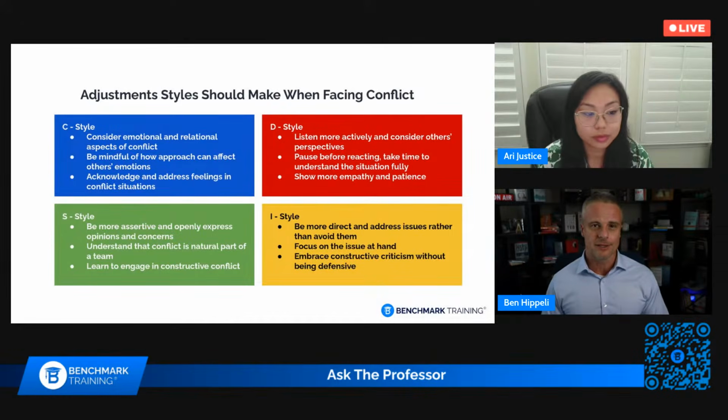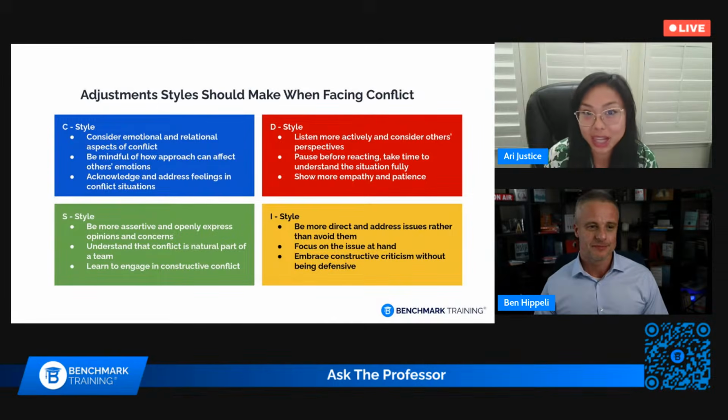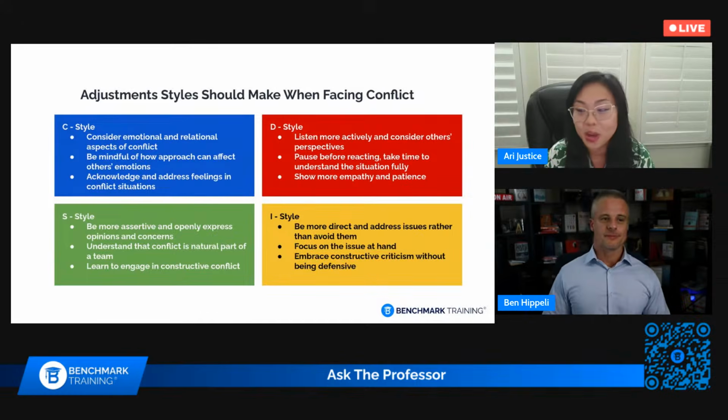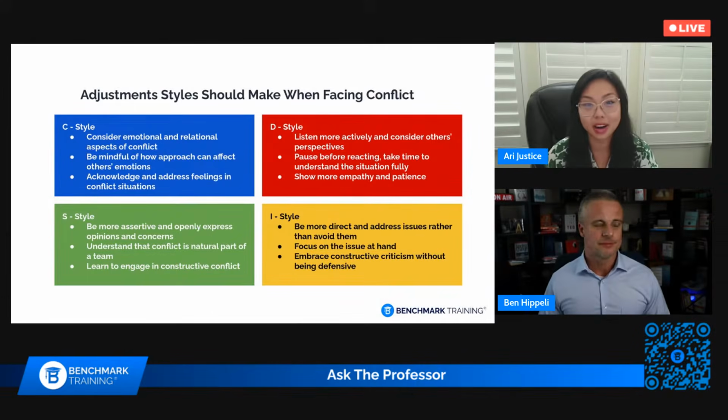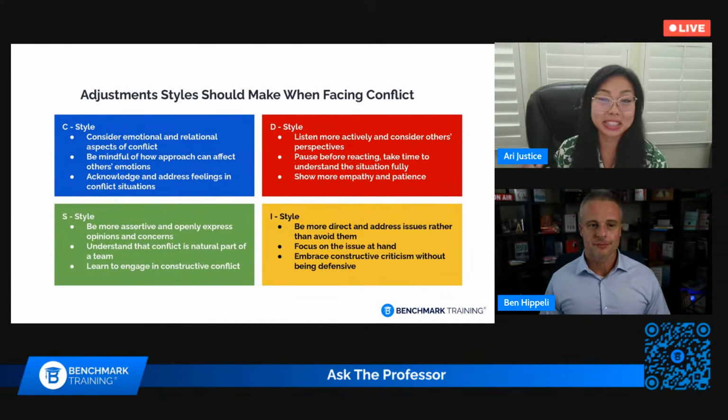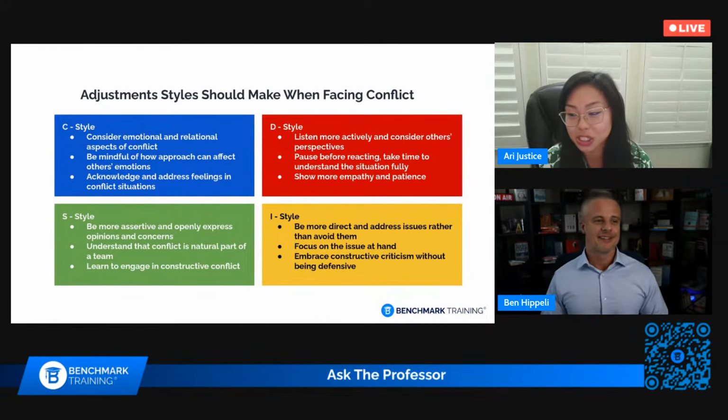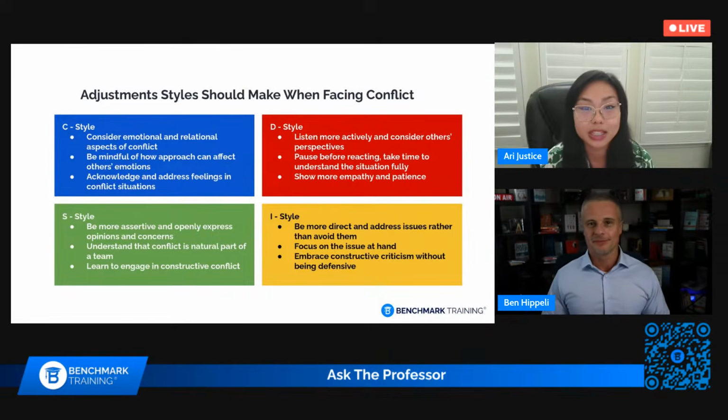And what about those I styles, Ari? Oh man, those I styles, they're charismatic, they are fun and energetic, and it could be easy to not focus on the issue at hand because you want to maintain that cohesive team, maintain that harmony that you have. But it's important to address the conflict, maybe like a D style, address the conflict head on and not really dance around those issues, and also embrace the criticism and feedback that you're receiving instead of having your guard up and being defensive about it.